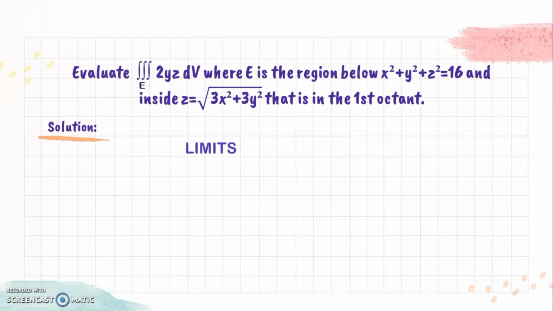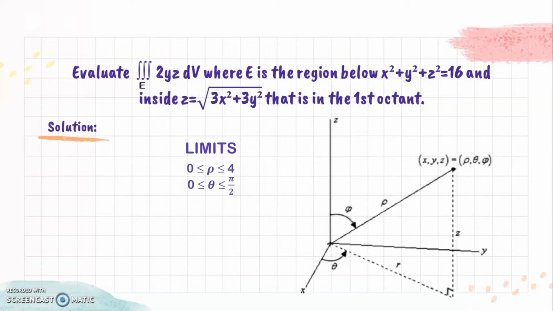Well, identifying limits for rho and theta will be easy. For rho, the limits will be from 0 to 4, since rho corresponds to the radius of the sphere. For theta, we will have the limits from 0 to pi over 2. We have used the condition that we are only dealing with the first octant. Meanwhile, getting the limits for phi can be a little complex because we will try to obtain it by some manipulation. Remember that phi is the angle from the positive z-axis that we rotate through as we cover the region.